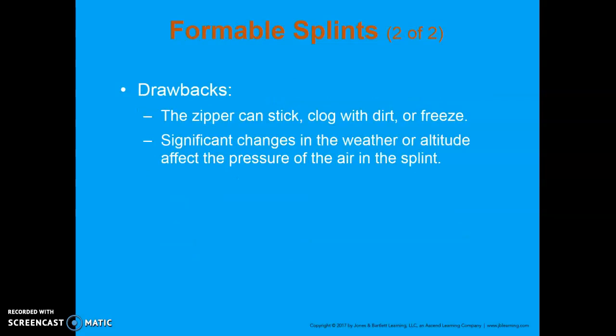For air splints, in particular for formable, the zipper can stick, clog with dirt, or end up freezing, and so it may not be the best to use, particularly in cold weather. And significant changes in the weather or altitude, like if you end up flying the patient, can affect the pressure of the air in the splint itself. Make sure that you're covering all wounds. Make sure that you use standard precautions. There are several other kinds of splints, including the vacuum splint, structural aluminum malleable splint, that's what SAM stands for, a sling and swath, and pelvic binders for pelvic fractures.